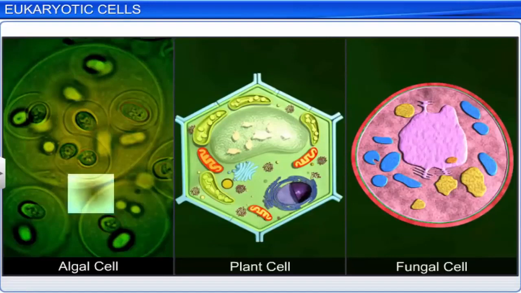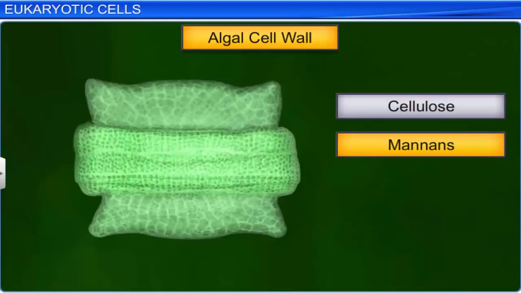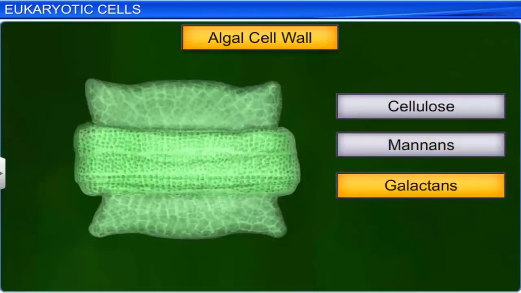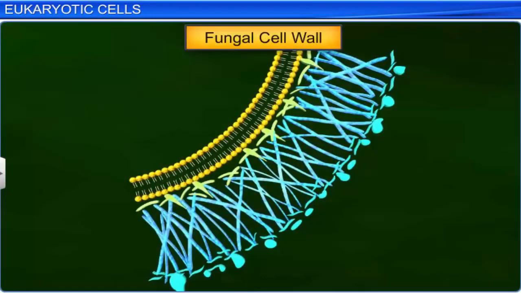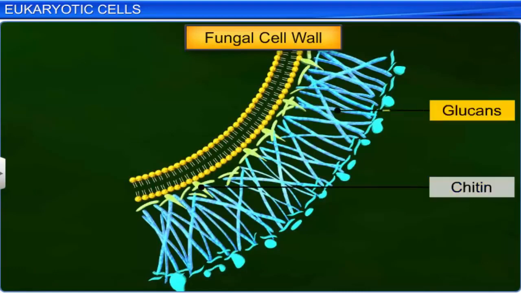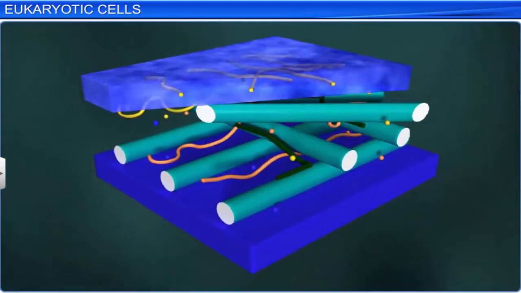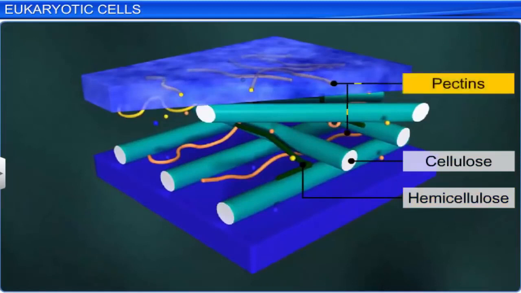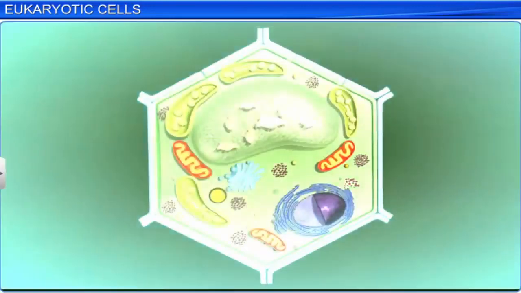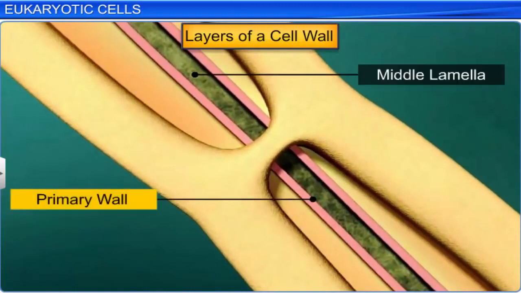In algae, the cell wall is made up of cellulose, mannans, galactans and calcium carbonate, whereas in fungi, it is made up of chitin and glucans. On the other hand, a plant cell wall is made up of cellulose, hemicellulose, pectins and proteins, and consists of 3 layers: the middle lamella, primary wall and secondary wall.